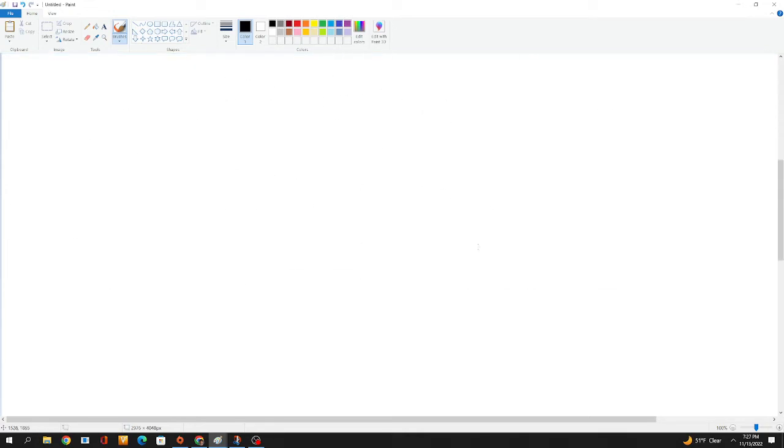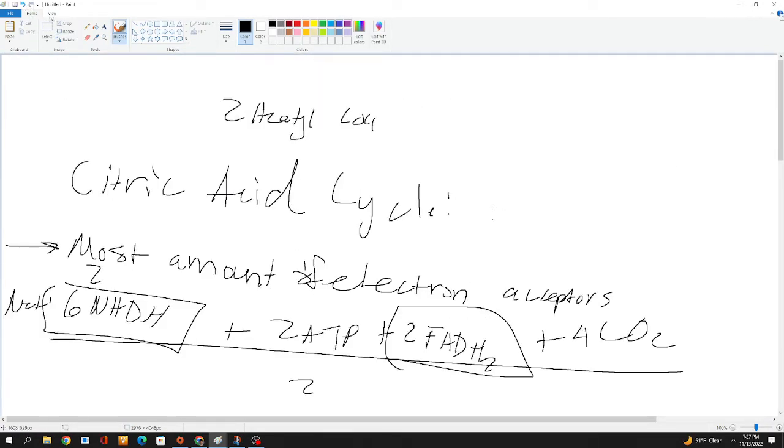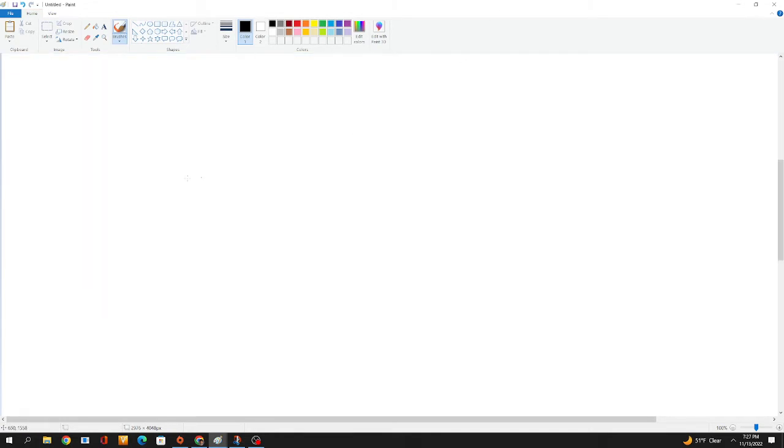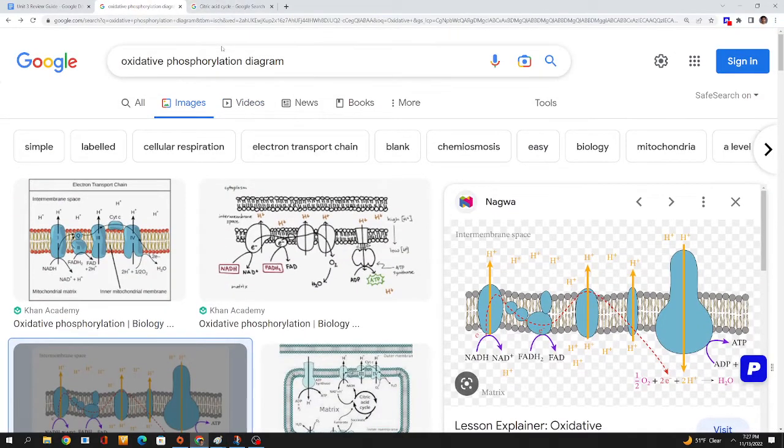Next up, we're going to go to the most important part. And by the way, this is all happening in the matrix, because acetyl-CoA goes into the matrix. The next part is oxidative phosphorylation. This is super duper important. If you have to know one part of cellular respiration, you have to know this part.